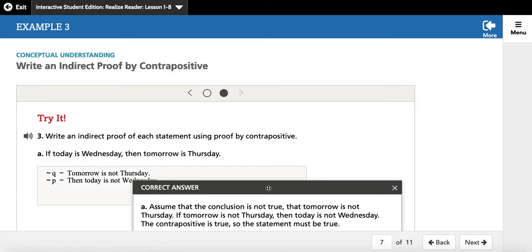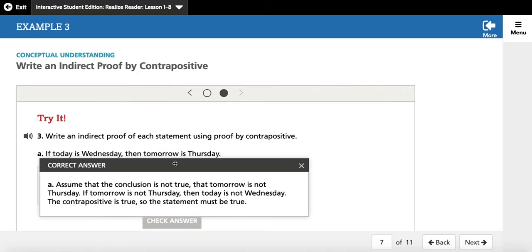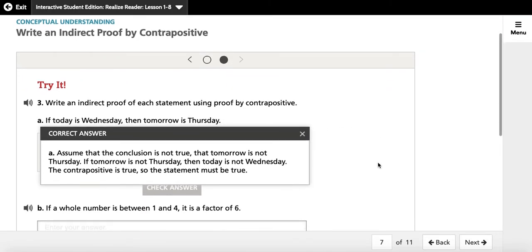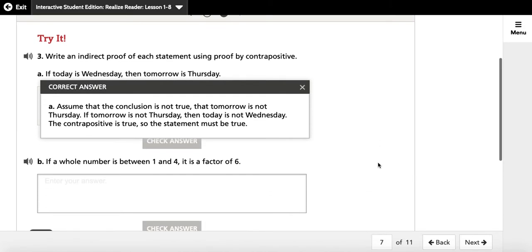Let's see how they wrote it. Assume that the conclusion is not true, that tomorrow is not Thursday. If tomorrow's not Thursday, then today's not Wednesday. The contrapositive is true, so the statement must be true. There we go. All right, you can click pause if you want to try B, and then push play when you're ready.